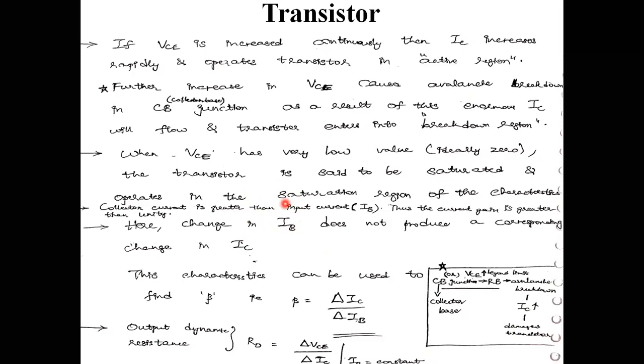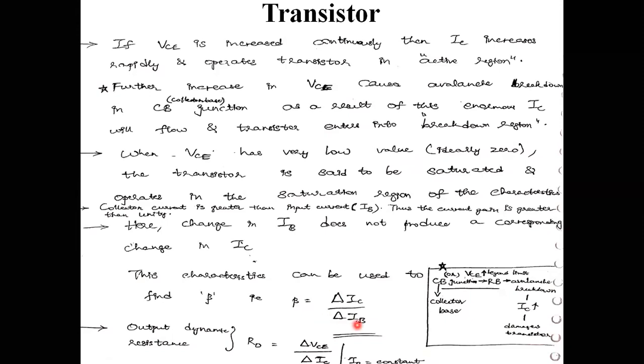When IB current is very small, it is not going to affect the emitter current. However small IB is, it is not going to be affected. If the collector current decreases, then it is going to be affected. Here the change in IB does not produce a corresponding change in IC. When an AC type of signal is provided to the transistor, then beta is equal to delta IC by delta IB.